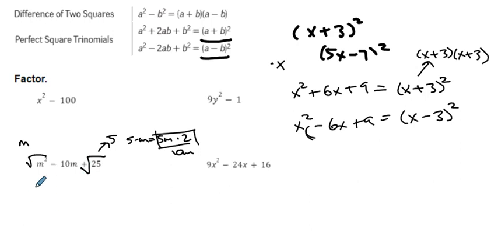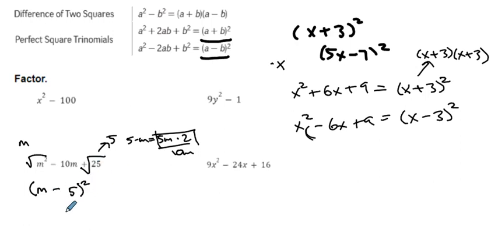So I know I'm going to have one of two choices here. It's either going to be a plus b or a minus b. My a is m, and my b is going to be 5. So when you look at this, if this is negative, that means we're doing the minus one. So this one is m minus 5 squared.